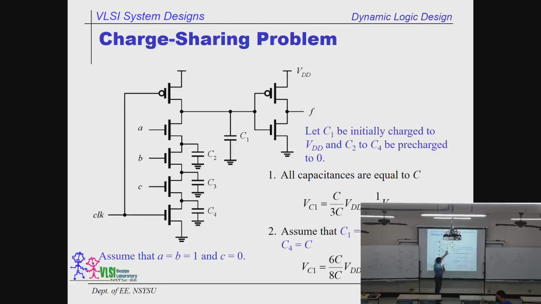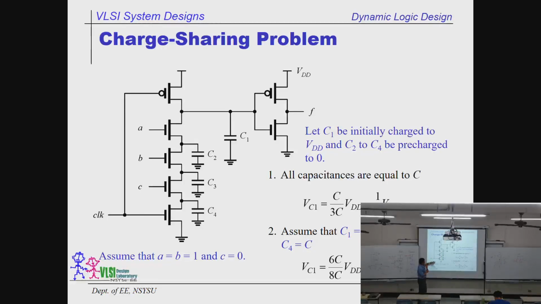Let's assume we have a C1 load over here. This load stands for the inverter. And we have 3 inputs. Don't forget that parasitic capacitors are everywhere. So we have parasitic capacitors between A and B, another between B and C, and the last one between C and the foot switch. Now let's assume A and B equal 1 and C equals 0. That means these 2 transistors are on.